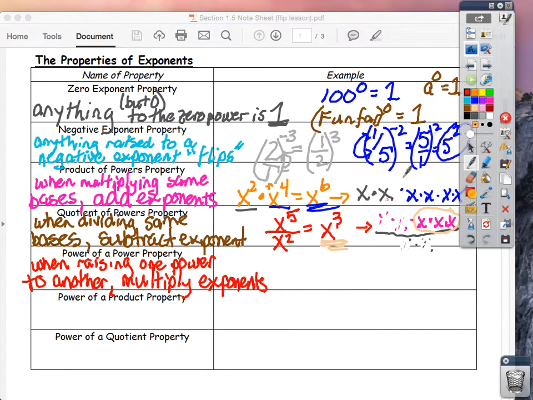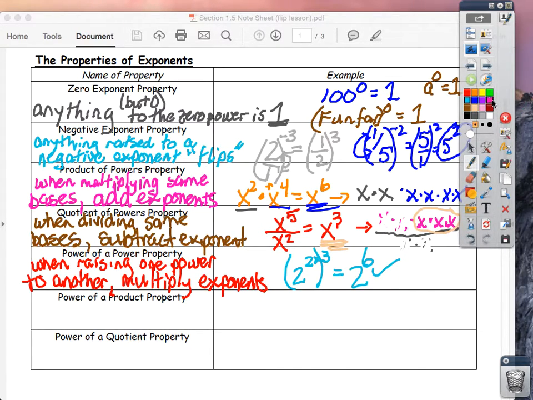Okay, so let's say you had 2 squared, and that whole thing is cubed. So you have a power raised to a power, so you're going to multiply them. 2 times 3 is 6. So 2 to the 6. And that's that.